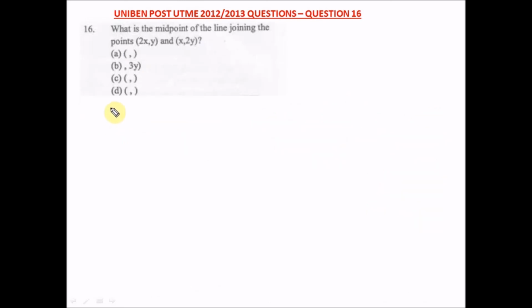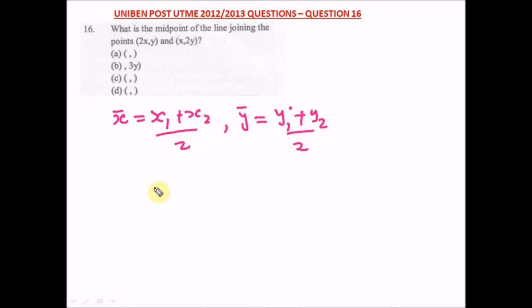All right, question 16 of the UNIBEN post UME past question for 2012/2013. It says, what is the midpoint of the line joining the 2 points? Okay, remember midpoint, the formula. What's the formula for midpoint? X bar is equal to X1 plus X2 divided by 2, comma, y bar is equal to Y1 plus Y2 divided by 2, where your midpoint is X bar, comma, Y bar.